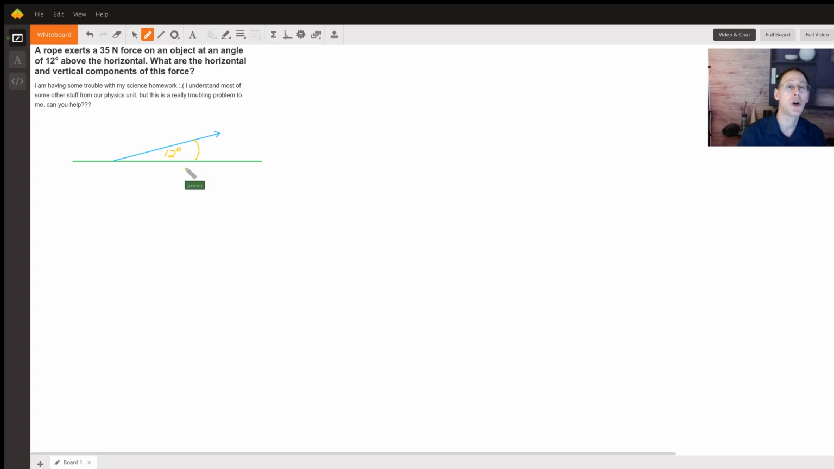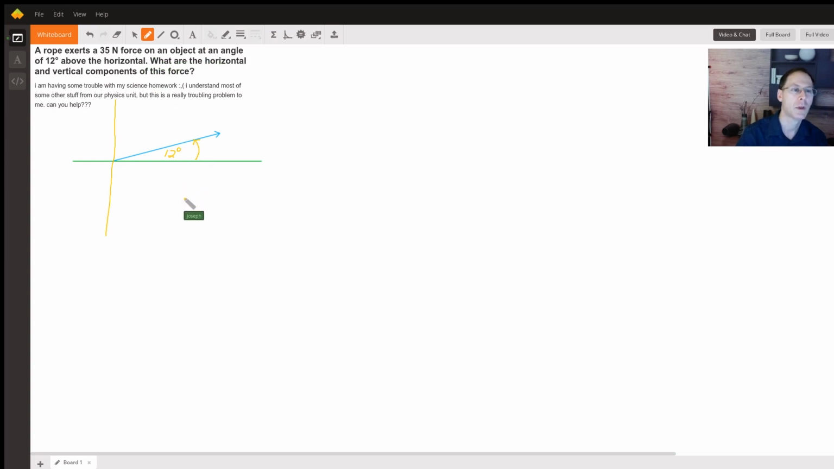Fortunately, the way this is drawn, the way it's described, this is what you call a standard angle, because if you imagine that this is your y-axis in yellow, and we've got our x-axis in green here, then this is measured counterclockwise from the positive x-axis. And it makes our calculation a little easier.